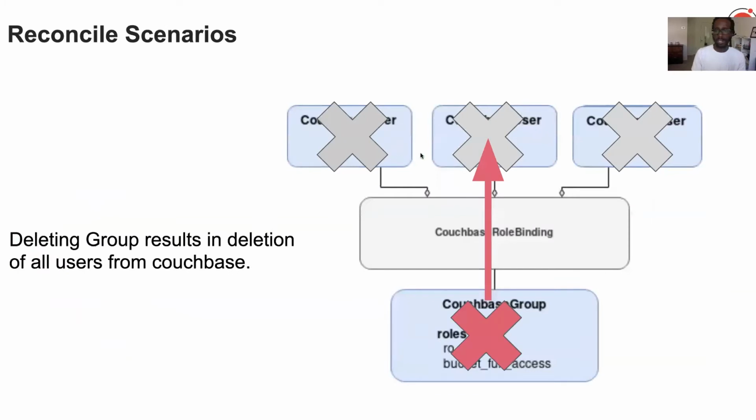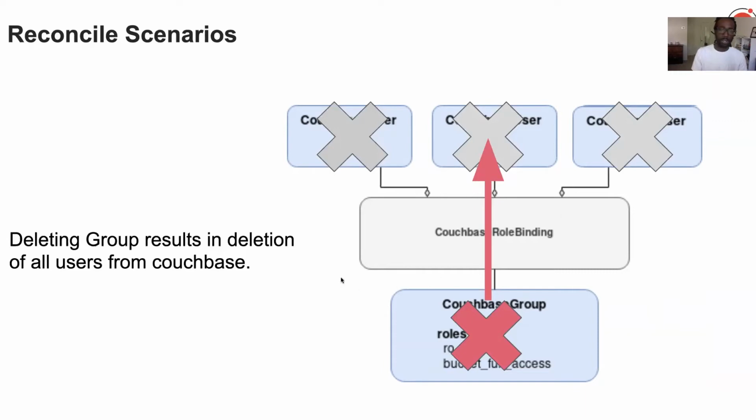So diving into some of the reconciliation scenarios, here is what happens when you create and delete things. This feature is fully managed, so we are actively trying to keep the real world in sync with what's happening in Kubernetes. By the real world, I'm just referring to Couchbase, specifically the RBAC element of management of Couchbase.